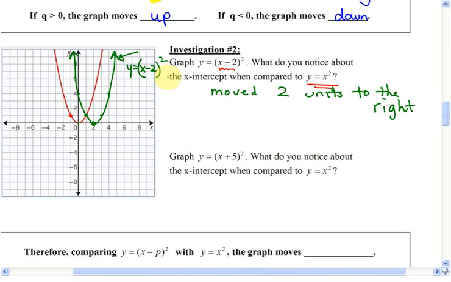And then I'd like you to predict what you think will happen with the graph underneath. Y equals x plus 5 all squared. Okay, so see if you can do a quick prediction. So what do you notice about the x-intercept for that one?